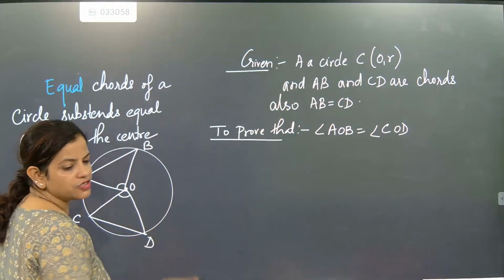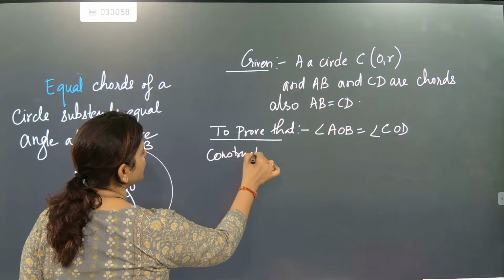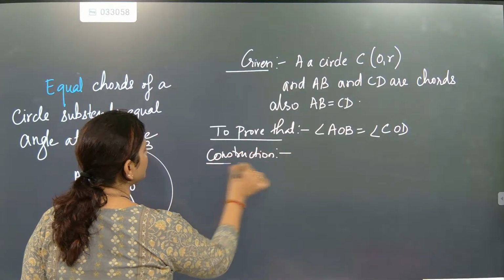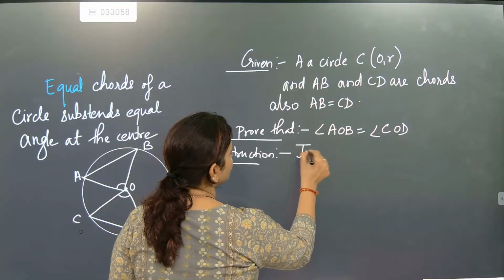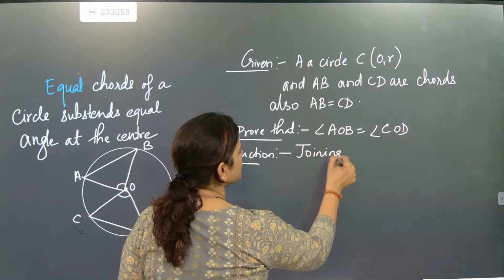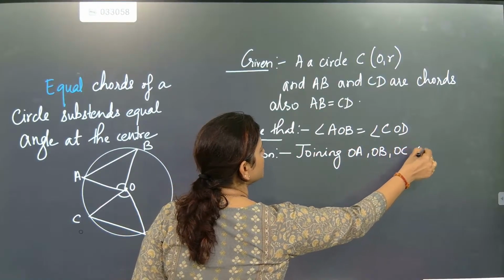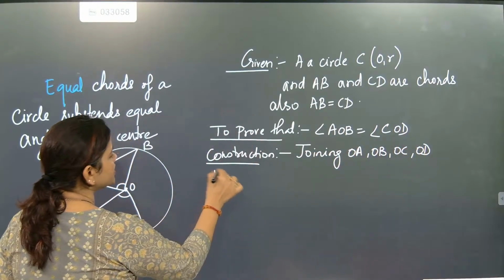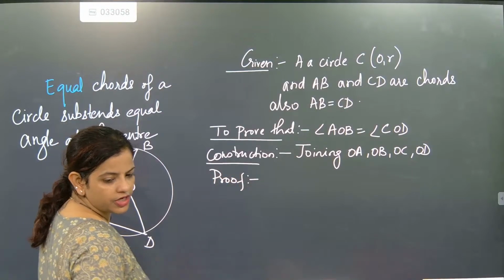Okay. So if you are writing the construction part, what are you going to write in the construction section? Joining OA, OB, OC and OD. So just write joining OA, OB, OC, OD. Now, in the proof section, what are you going to write? Start with the proof section, beta.